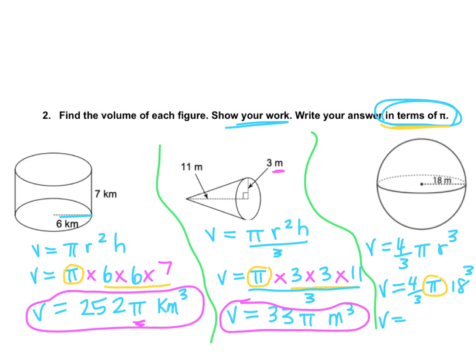Now type all that in your calculator: 4 divided by 3, or use your ABC button, times 18 times 18 times 18. That gives us 7,776 pi. And I'm going to squeeze this in here, meters to the third power. And that is all of them in terms of pi. And that is also showing work.